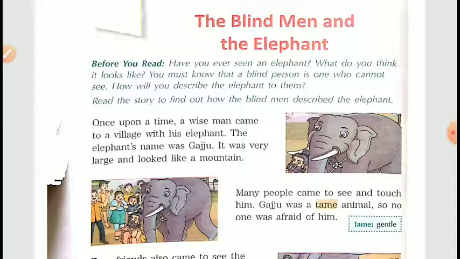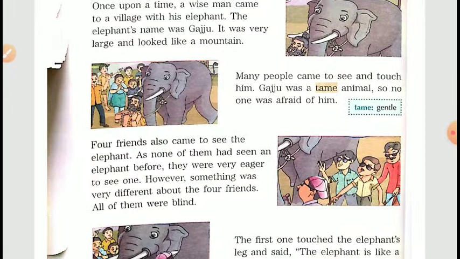Students, first I'll go through the new words which are there in the lesson. Our first word on page 20 is tame. Tame means gentle, who's not furious, who's not ferocious. Got it? You cannot tame a lion or a leopard, but you can tame a dog, an elephant, because these are gentle animals. They don't harm or hurt you unless you provoke them.